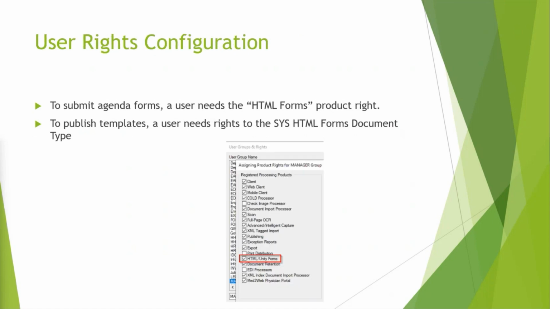Next, let's move on to the user rights configuration. To submit agenda forms, a user will need the HTML forms product right. You can find this in OnBase Configuration, User Groups and Rights, Product Rights. And you'll see something similar to the image down below. You can select HTML and Unity forms. If a user needs rights to publish new templates, they will need rights to the Sys HTML Forms document type.